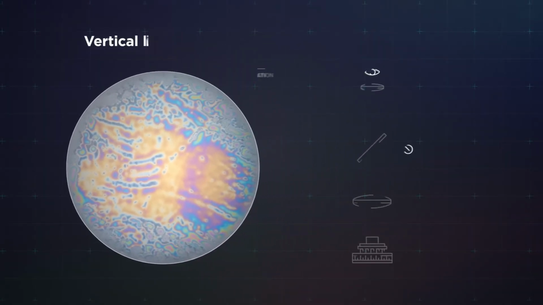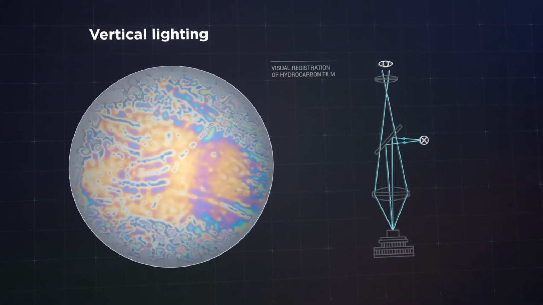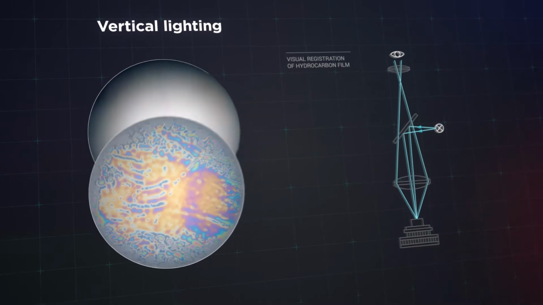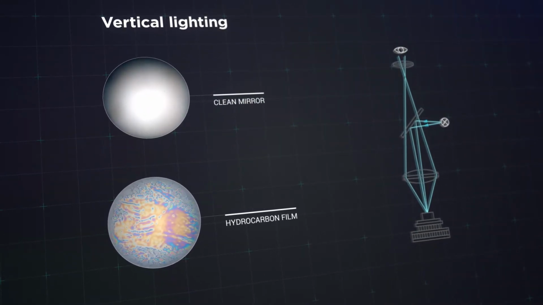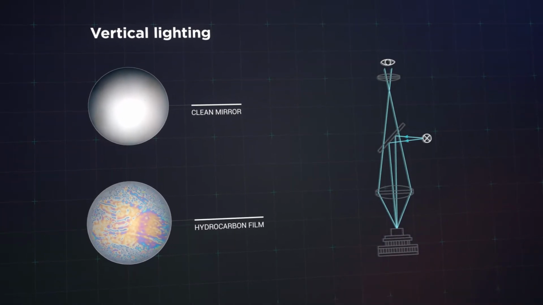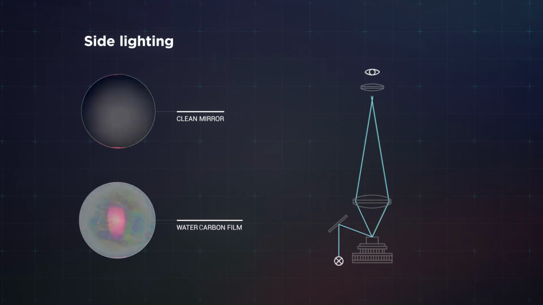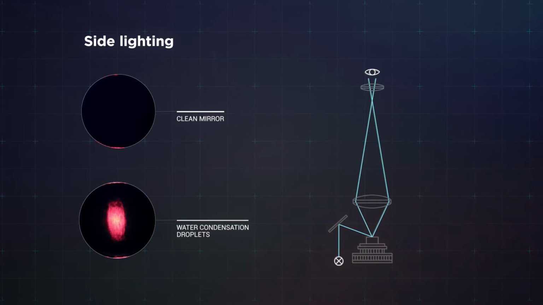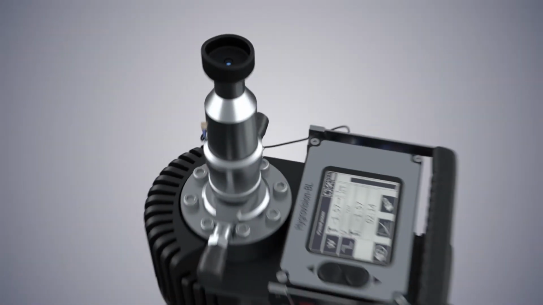When a hydrocarbon film begins to form, iridescent patterns appear on the mirror. The hydrocarbon condensation temperature is measured when the film thickness is approximately 5 to 10 nanometers. For observing water condensation with the visual registration system, side lighting is used. Under side lighting, water condensation appears as a spray of tiny red dots uniformly distributed across the center of the mirror. Under vertical lighting, water condensation is also visible, appearing as tiny dark spots on a light background.